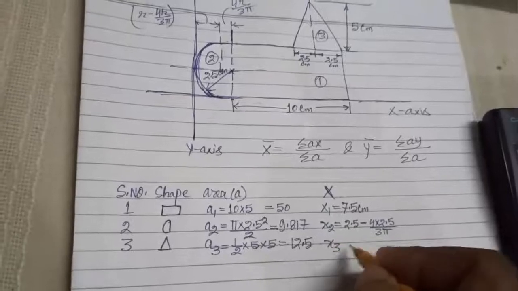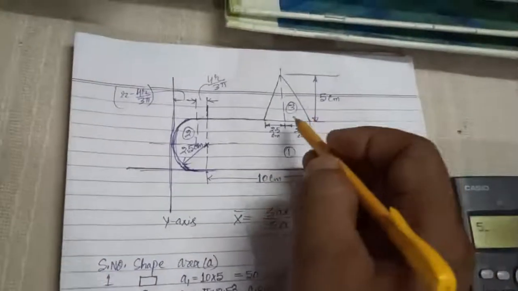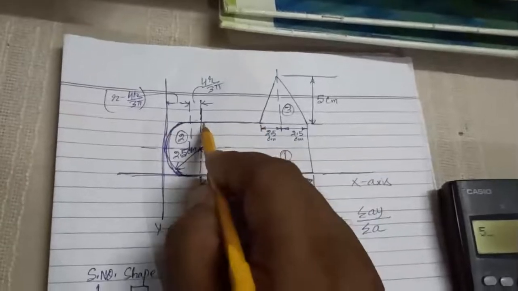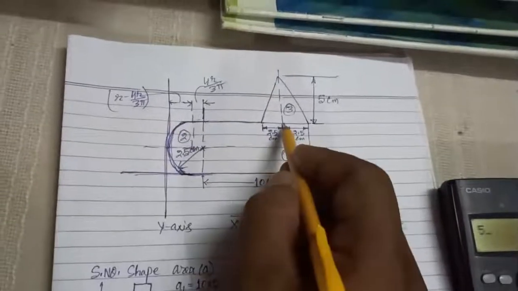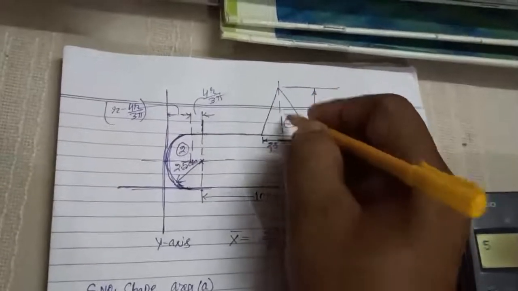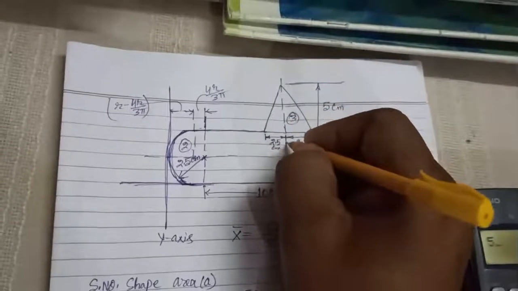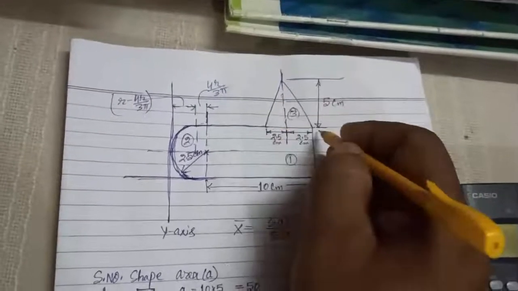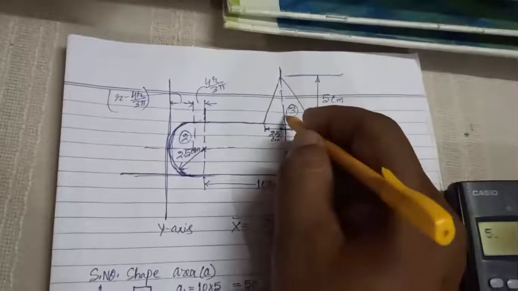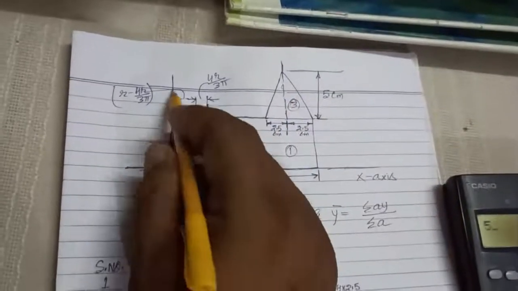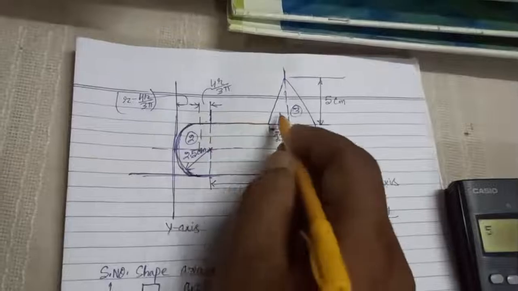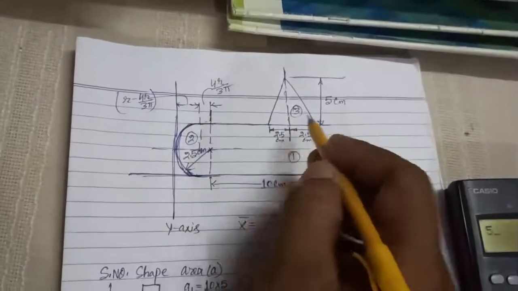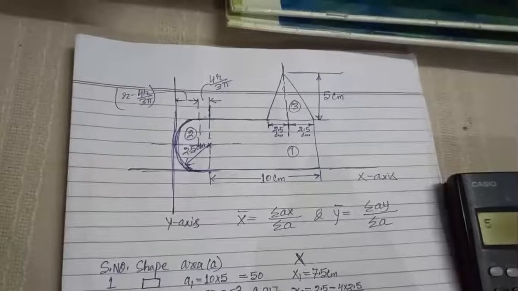Now x3 is 2.5 and 5, and 2.5, so this is 10. The centroid of the triangle will lie over this line. This is the line of symmetry. So the centroid of the triangle will lie over this line. So this line is at a distance from the reference line of 10 centimeter. 2.5 here, 5 to here, and 2.5. So it is at 10 centimeter.